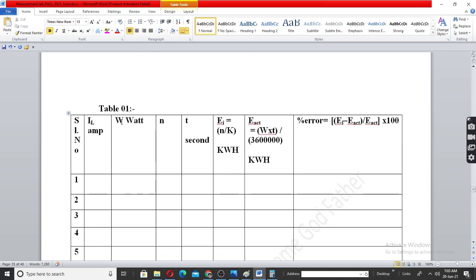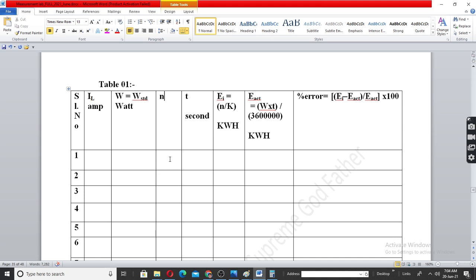Okay, so we have what is called standard power, say W standard. That value into time. W means W standard. Both are same. N, you know, is the number of revolutions. Here we will keep N fixed. Say 3, 3, 3, 3.